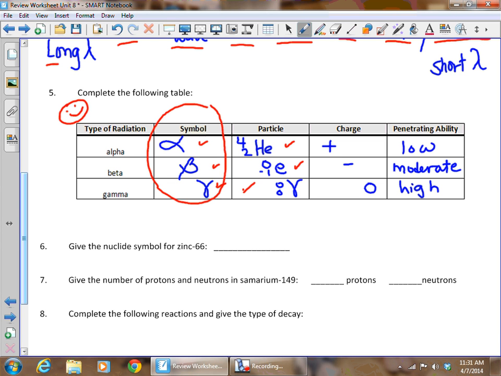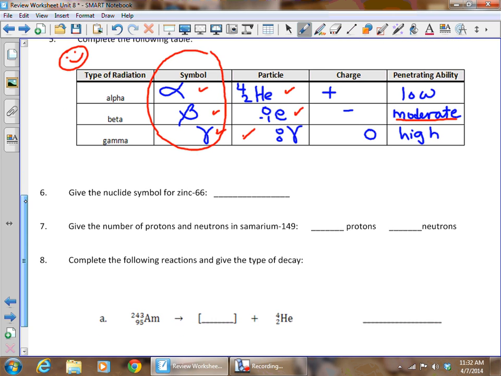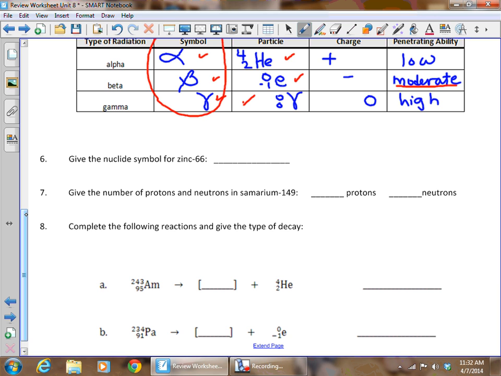The charges, positive, negative, and neutral, for alpha, beta, and gamma radiation, and then their penetrating ability, low, moderate, and high. Please don't give me weird words like not too good, kind of, and it rocks, or something weird like that. Make it sound professional. Low, moderate, and high. I might accept medium here. I'm sure I would, but please give me terms that sound at least professional, okay?